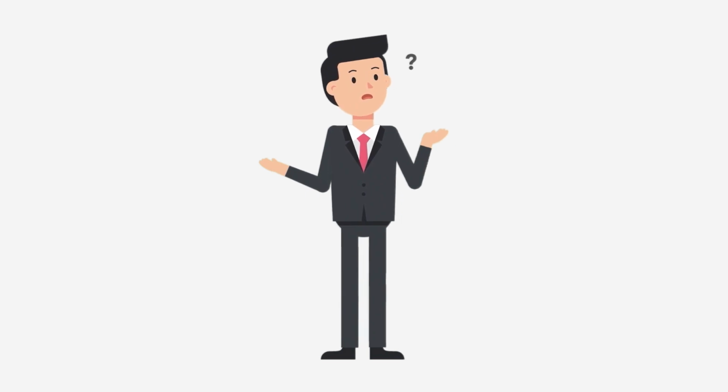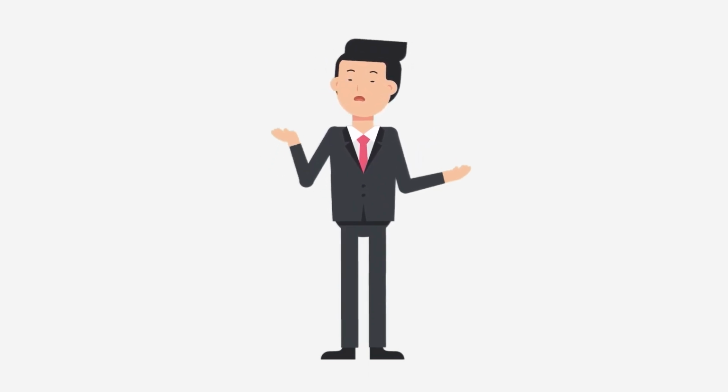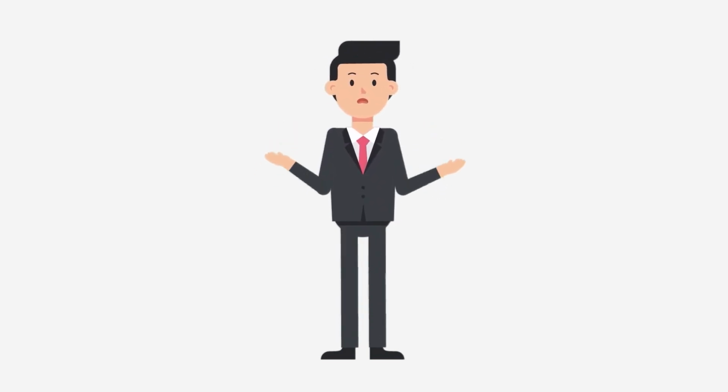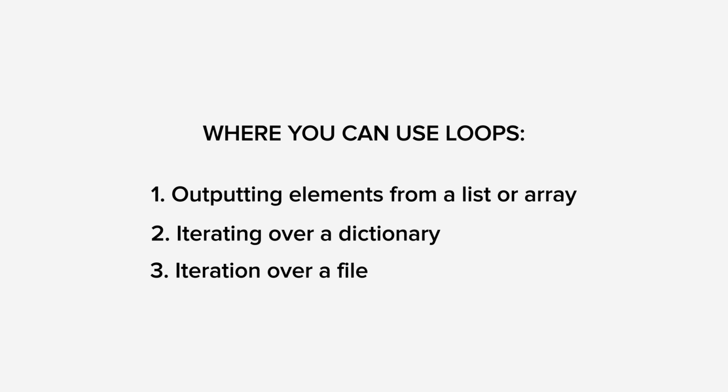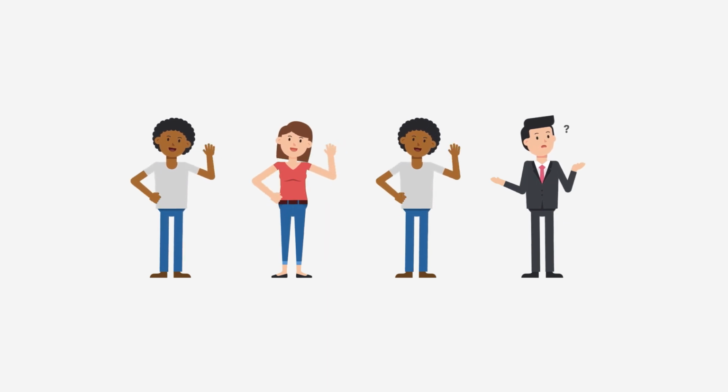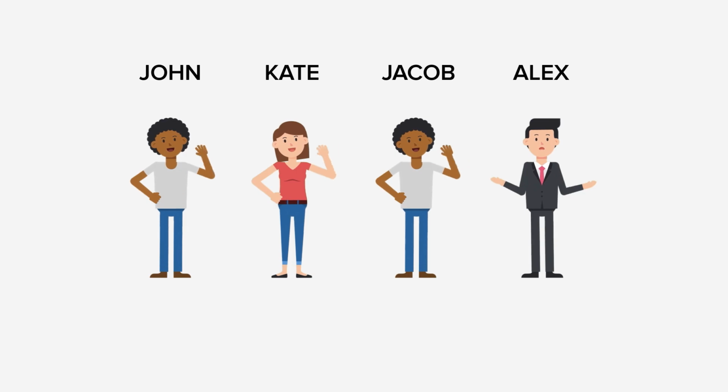I hope this is clear now, but you might still be wondering, why do I need to know about these loops? Here are 3 real-life examples of where you could use loops. First, outputting elements from a list or array. For example, you can use a for loop to output the names of all students in a class.